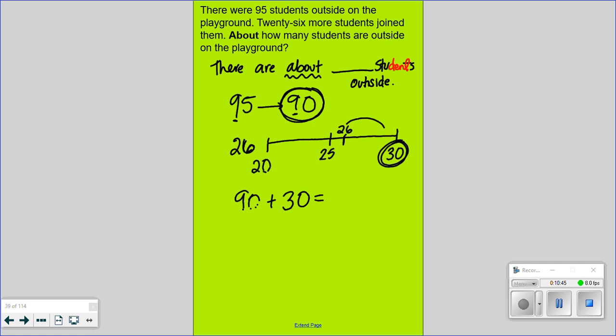30 is skip counts of 10, which means I can use skip counts of 10. Ready? 90, 100, 110, 120. There's my 30. 120. Yep. Is that the exact number? No. I want an about number. So there are about 120 students outside. Mason, you got a question, friend?